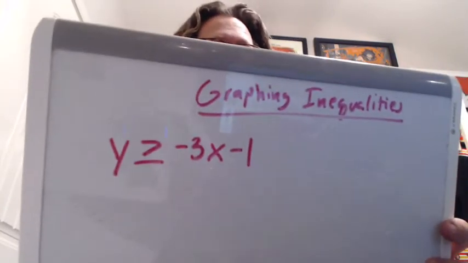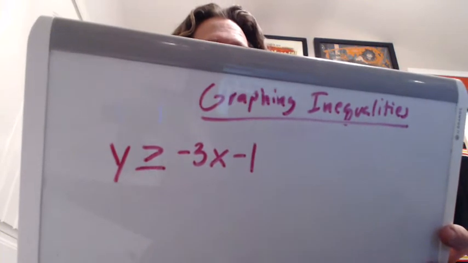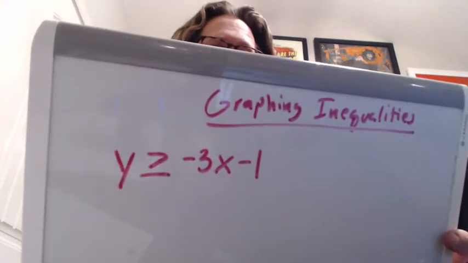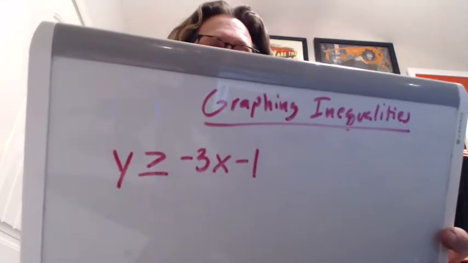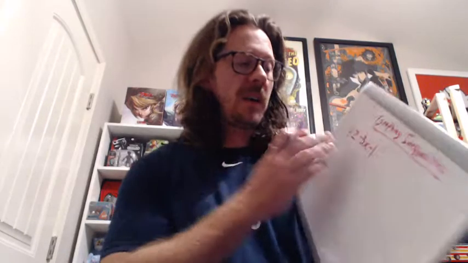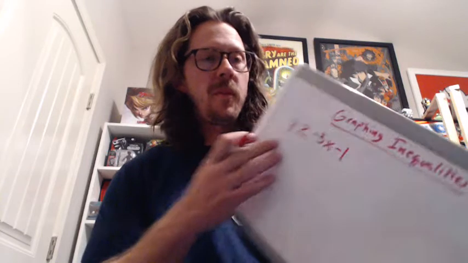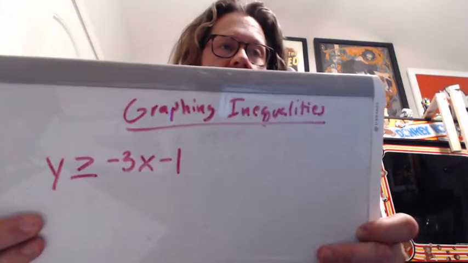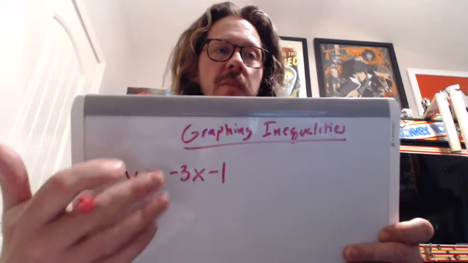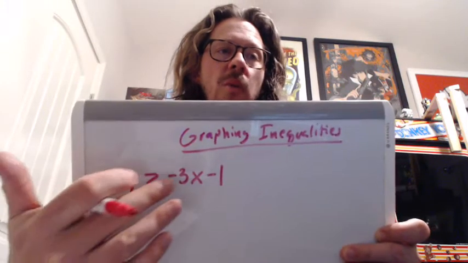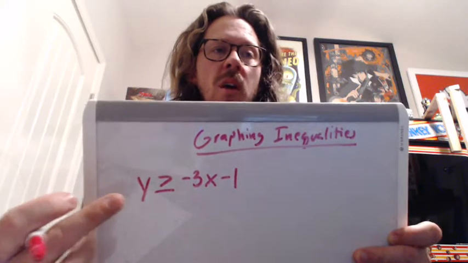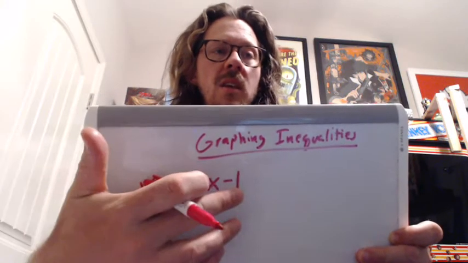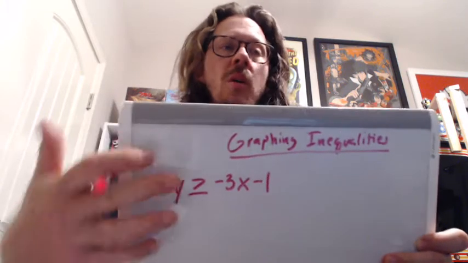So here's an example of an inequality, right? And what this is saying is y is greater than or equal to negative 3x minus 1. What we're going to do is graph this inequality, okay? Now, the first thing when you graph an inequality is to graph it just like you were graphing a linear equation. So let's pretend it has an equal sign. So it's like y equals negative 3x minus 1, right? So you've got a slope of negative 3, you've got a y-intercept of negative 1. So we should know how to graph that.